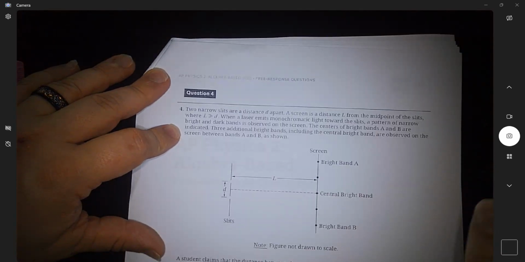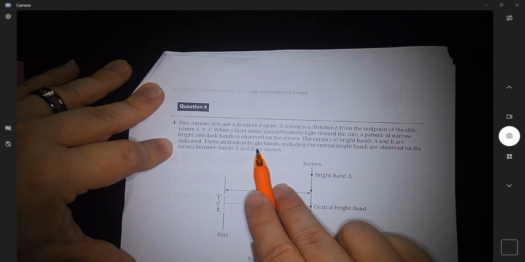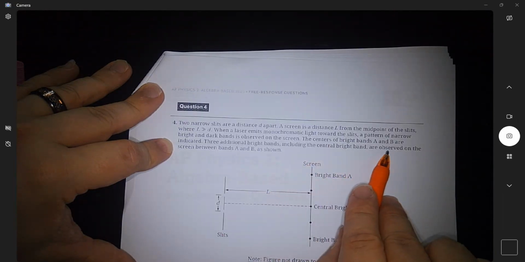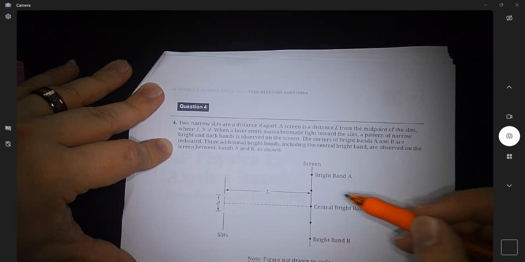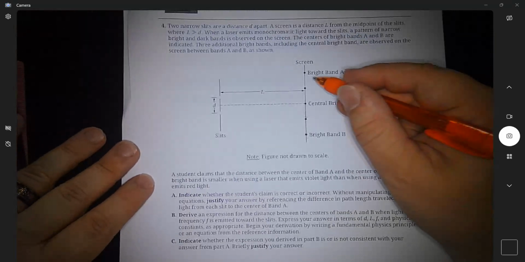Wait a minute. 3 additional bright bands, including the central bright band, are observed. Oh, okay, so that'd be 1, 2, 3, 4. Okay, great. All right, so the dots are the bright spots.